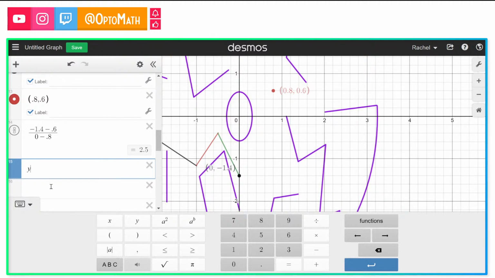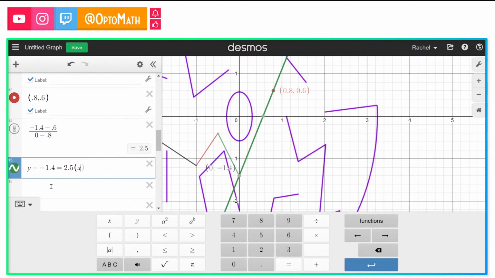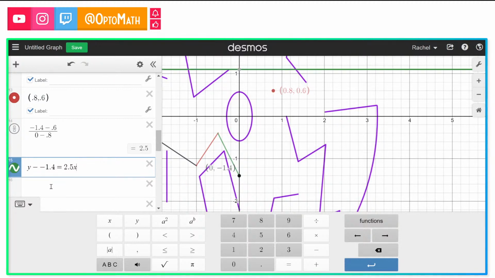Okay, so we're going to do y minus the y value, which is negative 1.4. And then we have the slope of 2.5 times the quantity of x minus the x value. Now, x minus 0 is just x, right? So you don't even have to have the parentheses there, because this is exactly the same thing as just having the x there. So that's really the final way to write it.